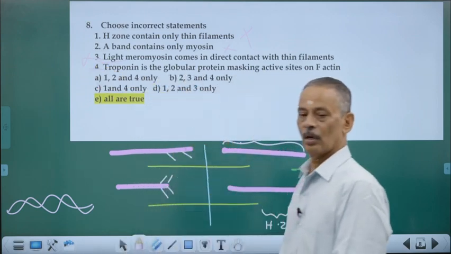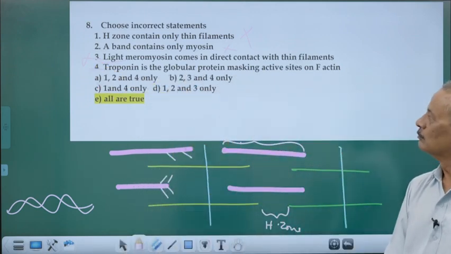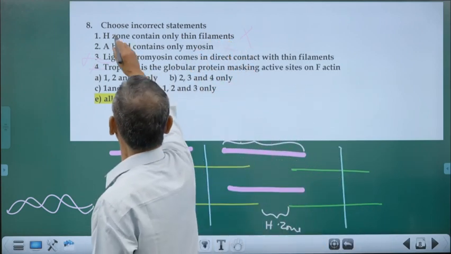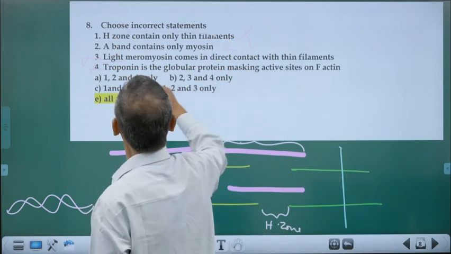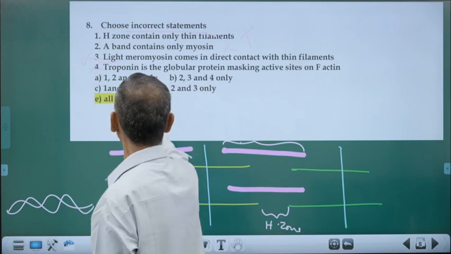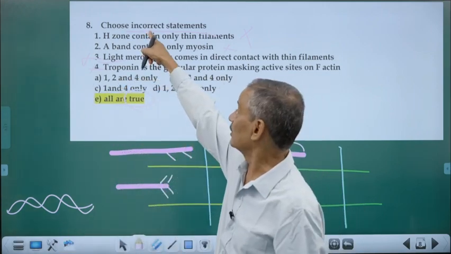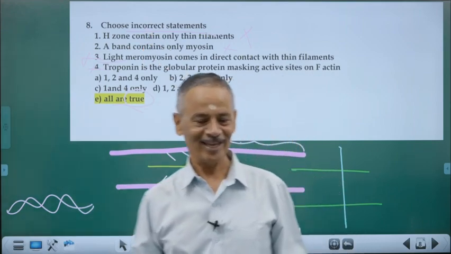So all of them are wrong. 1, 2, 3 and 4 are wrong. So choose the incorrect statement. All of them are incorrect. All of them are true means all of them are incorrect. Here it is incorrect. Okay.